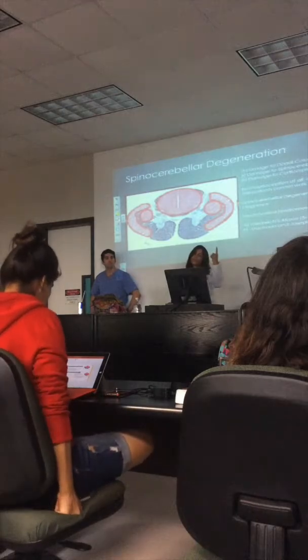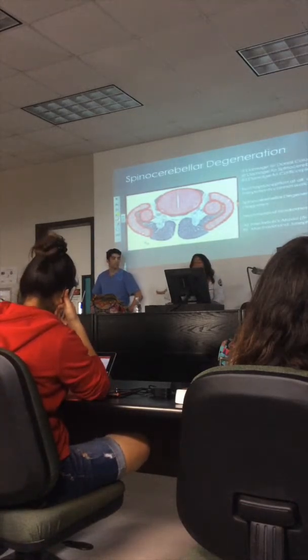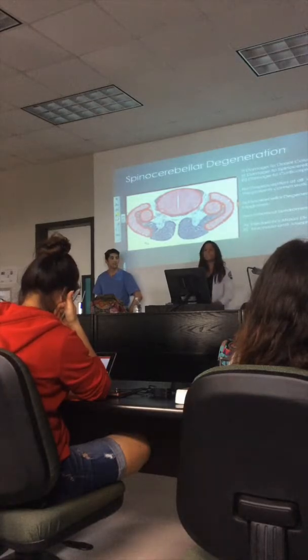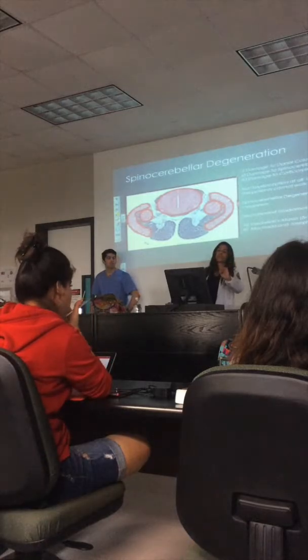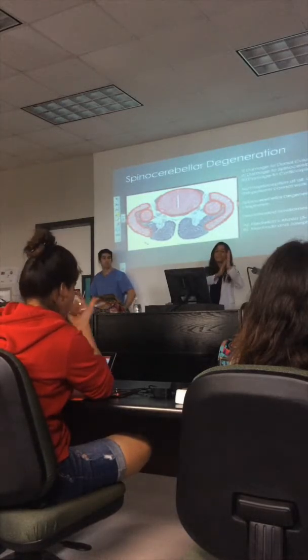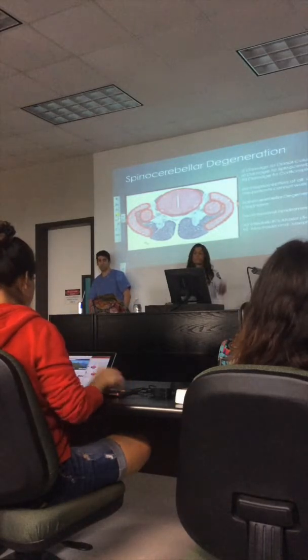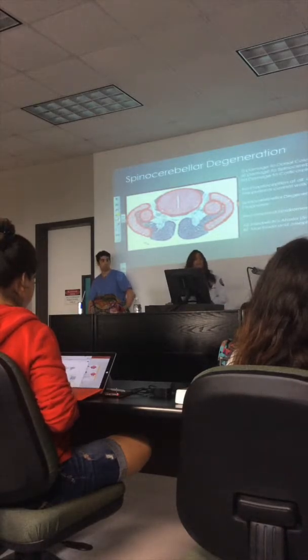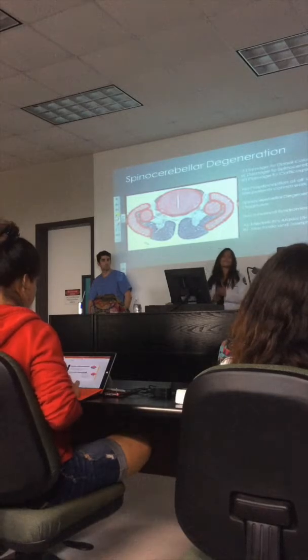Okay, one is Friedreich ataxia, and the other is Machado and Joseph. The main difference between them is that in Friedreich ataxia the onset is in patients from 5 to 15 years old, and in Machado and Joseph, the onset is in adults. But in spinal cerebellar degeneration, you're going to have damage to the dorsal column, the lateral corticospinal tracts, and the spinal cerebellar tracts.